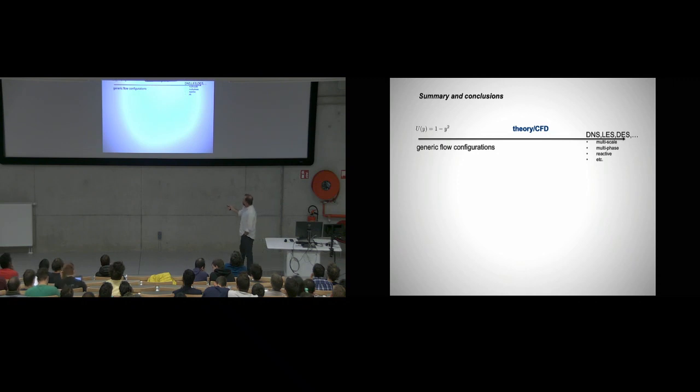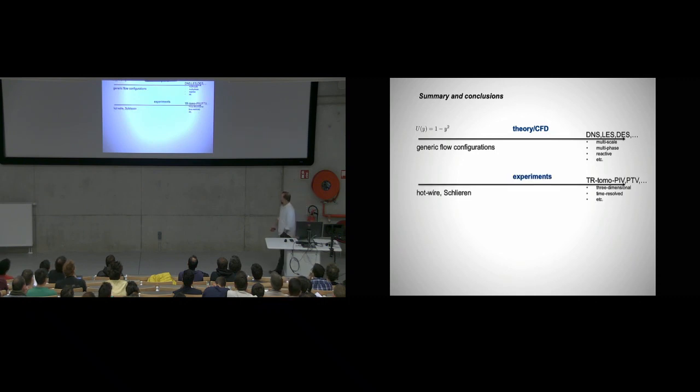theory has historically moved from generic flow configurations, right? The days of the Poiseuille profile are more or less over. Okay, now we're doing DNS and LES and detached eddy simulations. We can do DNS with multi-scale, multi-phase, reactive flows, hypersonics, non-equilibrium, whatever you want to throw in. We can actually simulate these things. Okay, so theory has moved on, CFD has certainly moved on.